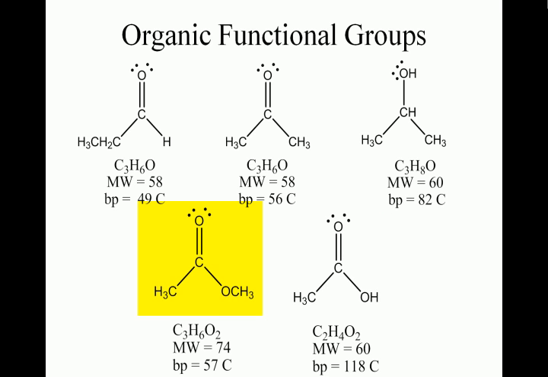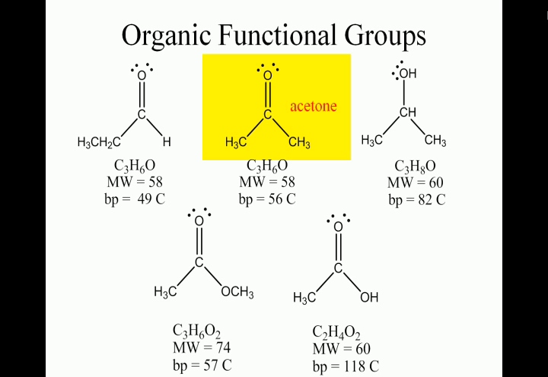Let's look at a carboxylic ester and a carboxylic acid. These compounds are similar in size to our aldehyde, ketone, and alcohol above, and our carboxylic ester has a boiling point that's pretty close to that of the aldehyde and the ketone. But look at our carboxylic acid. We have a boiling point of 118 degrees, and that is due to the ability of the carboxylic acid to form very strong networks of hydrogen bonds with each other.